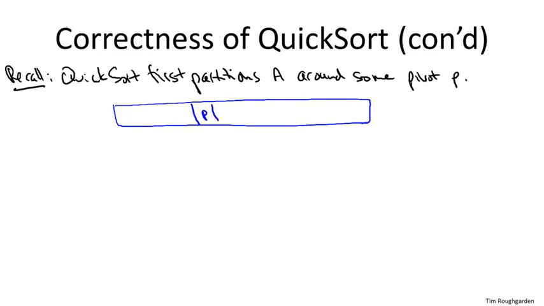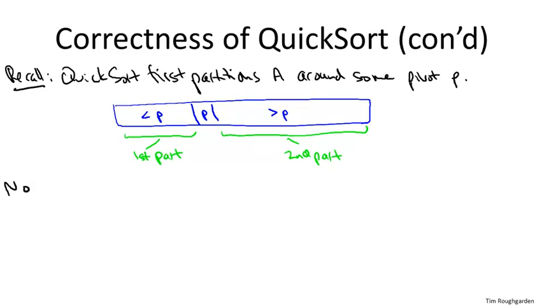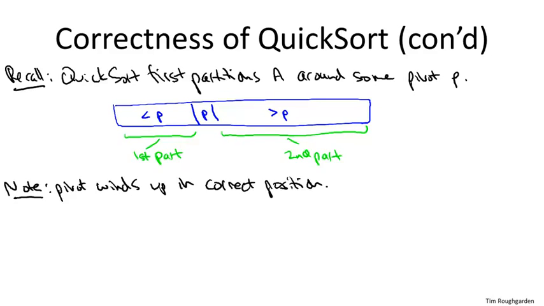The pivot is wherever it is. Everything to the left of the pivot is less than the pivot, and everything to the right is greater than the pivot. This is how things stand at the conclusion of the partitioning subroutine. So let's call the stuff less than the pivot the first part of the partitioned array, and the stuff bigger than the pivot the second part of the partitioned array. And recall our observation from the overview video that the pivot winds up in its correct position.